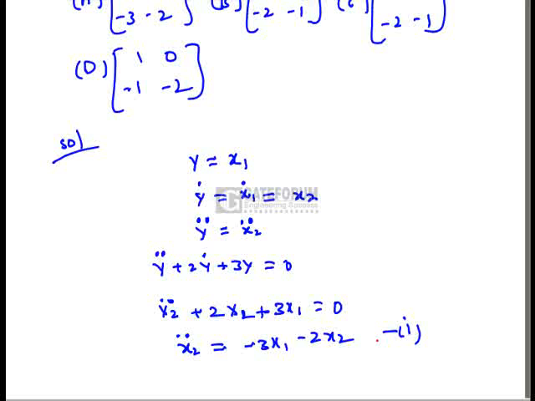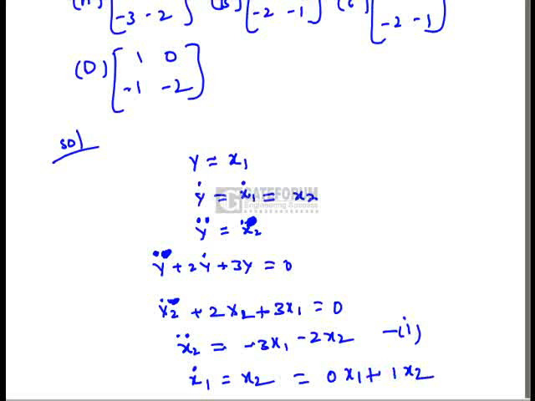Here the system has two states, so we require two state equations for defining the state matrix. One more equation is this one: y double dot is nothing but x2 dot. And x1 dot equals x2, so I can write this as 0x1 plus 1x2.